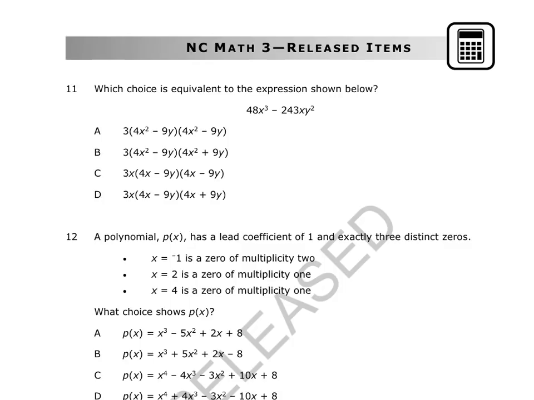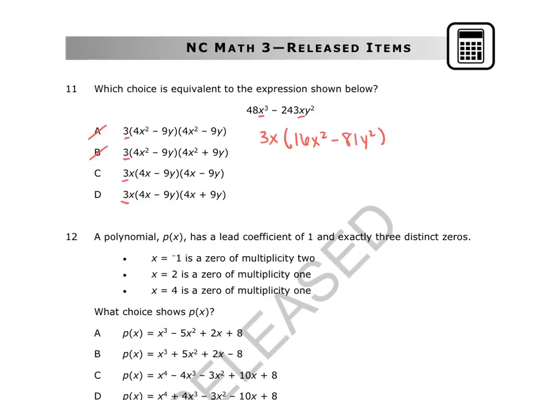Factoring. Okay, first thing I want to do is look for GCF. Based on the answer choices alone, I know 3 is a GCF, so I'm going to be pulling out a 3. I also see that both of these have x's, so I now know that 3x is GCF, ruling out this answer choice and this answer choice. When I factor out that 3x, I get 16x squared minus 81y squared.